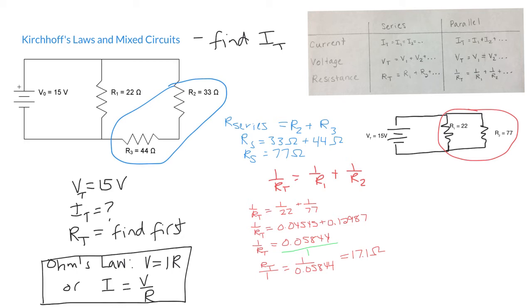So in my final step, I just want to take that version of Ohm's law where I can solve for current, and I'm going to take I is equal to V, or 15 volts, and divide it by R, which is 17.1 ohms, and the final answer is 0.08766, but we'll round to 0.88. And the units for current should be amperes.